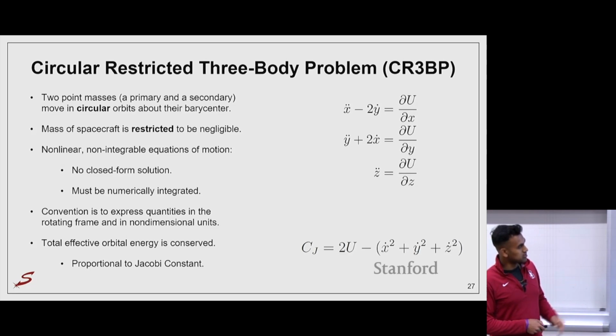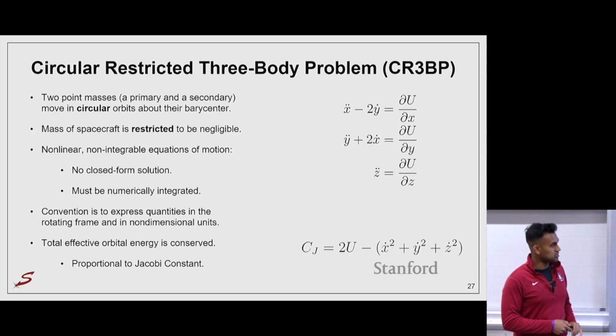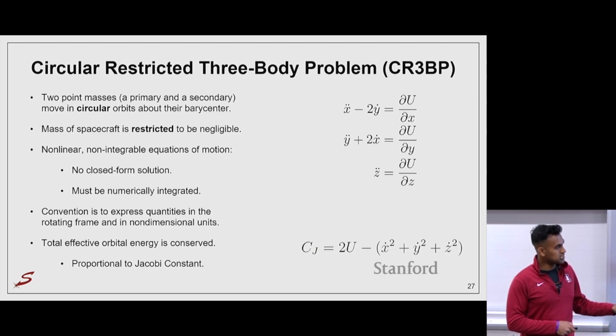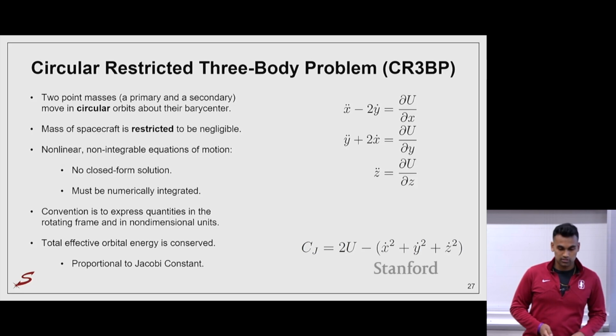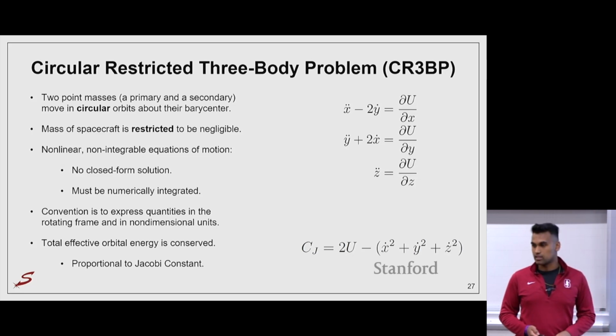One thing to note, though, is that the total effective orbital energy is conserved. Sometimes it's expressed this way as the Jacobi constant, where we have this pseudo-potential term minus the total kinetic energy.